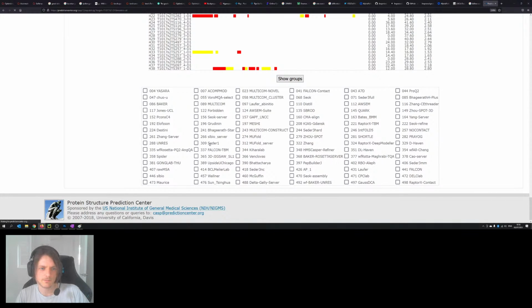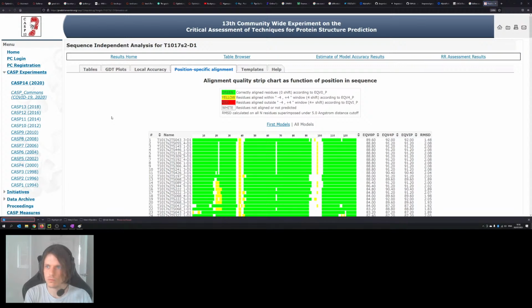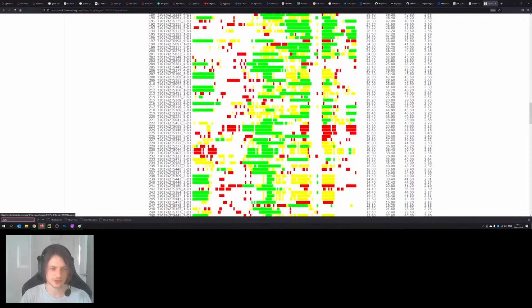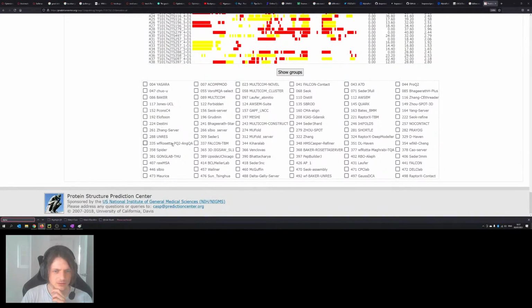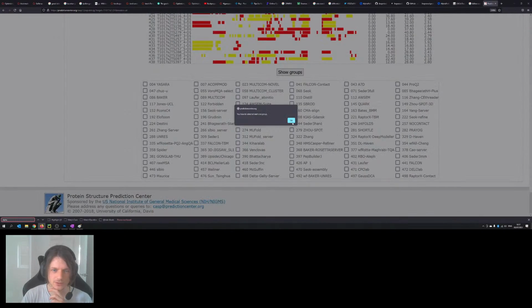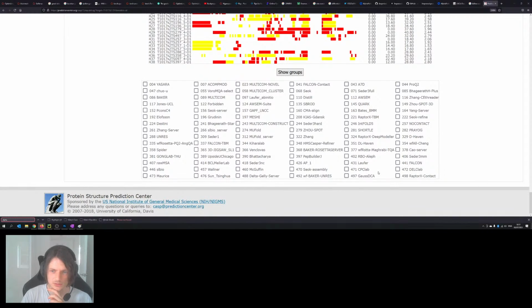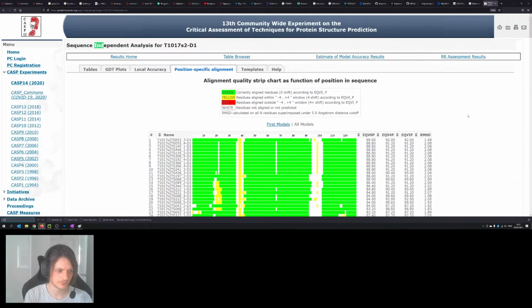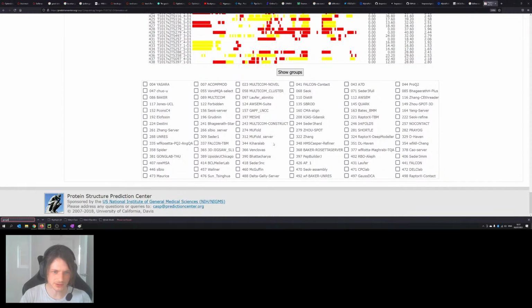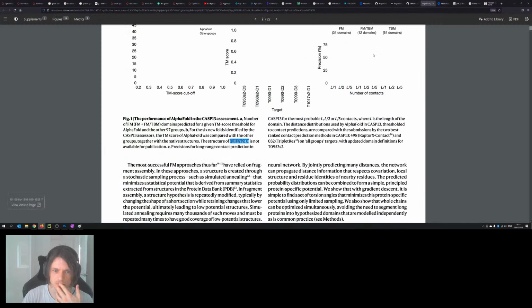Where's AlphaFold? Mistyped. Oh, really mistyped. Where are we? Alpha. Okay, so that's not what this means. What is this meaning? Show groups. You have to select at least one group. Is it DeepMind? Oh, I don't know what group they are. I don't know. Okay, well, whatever.